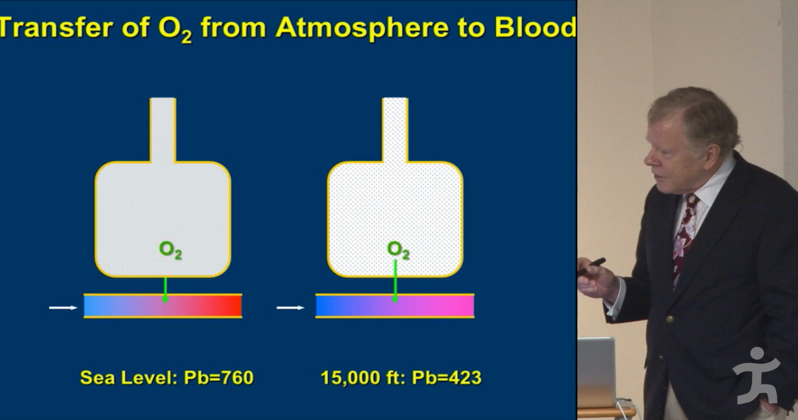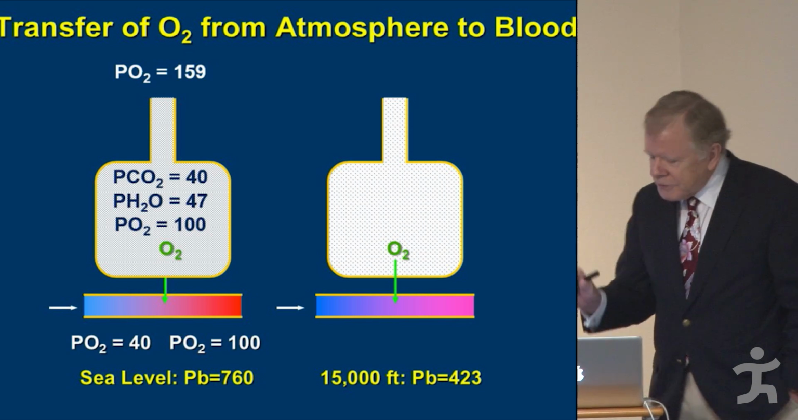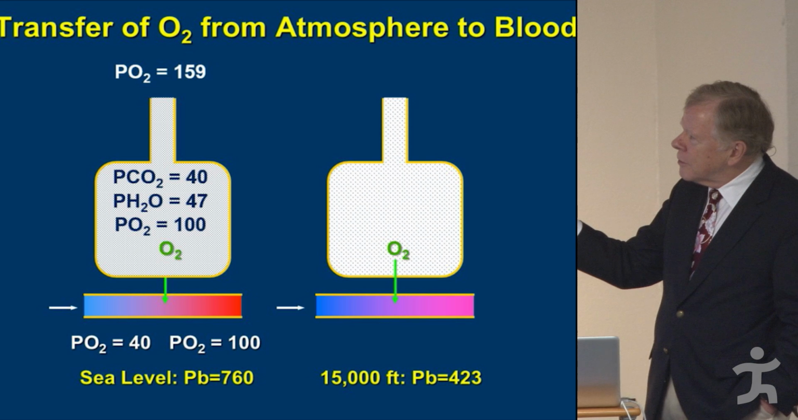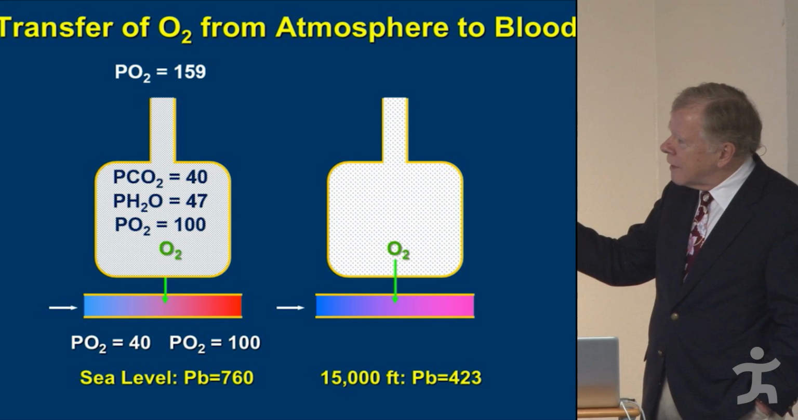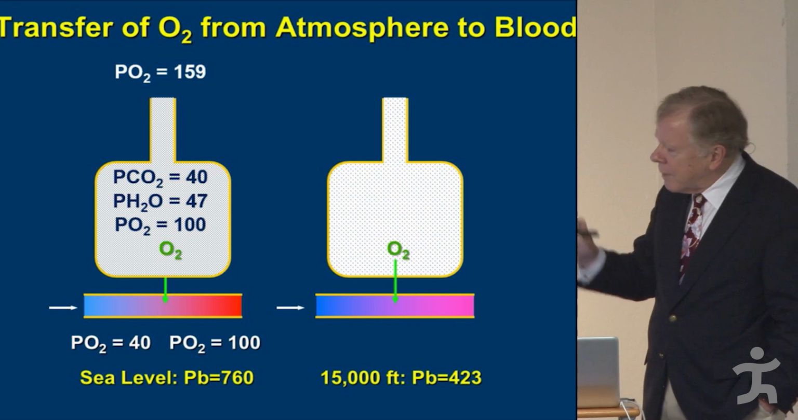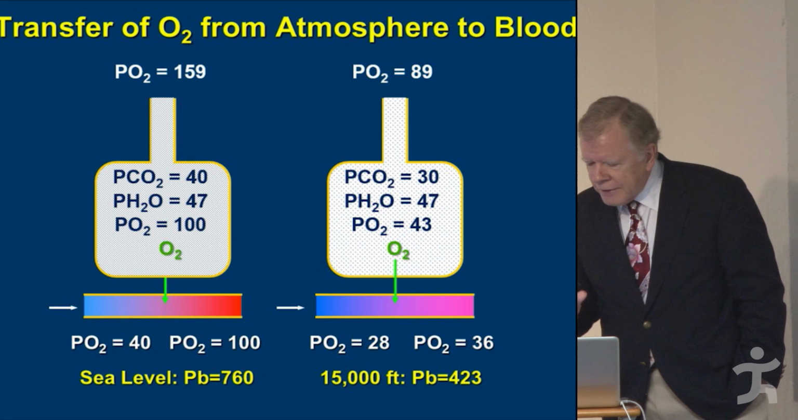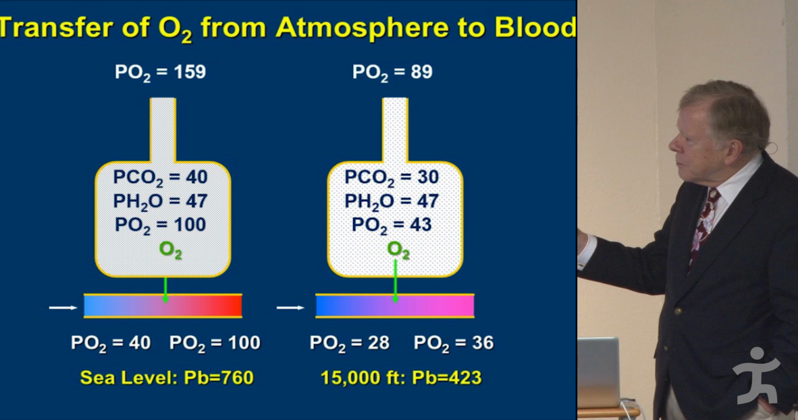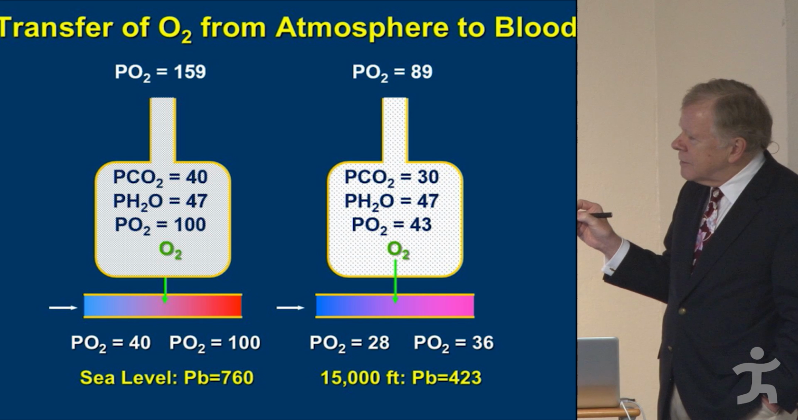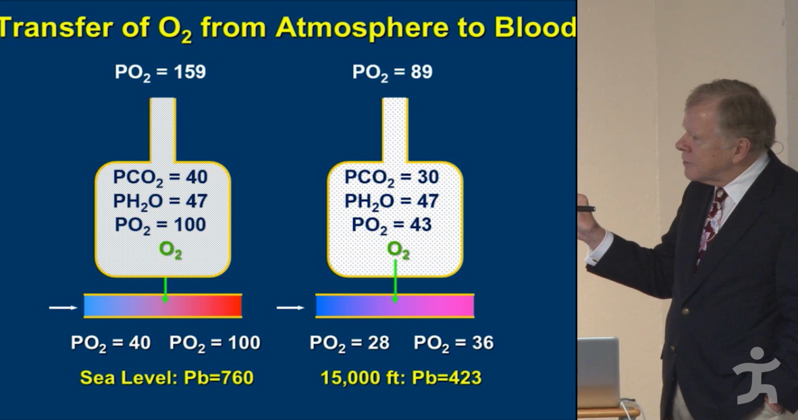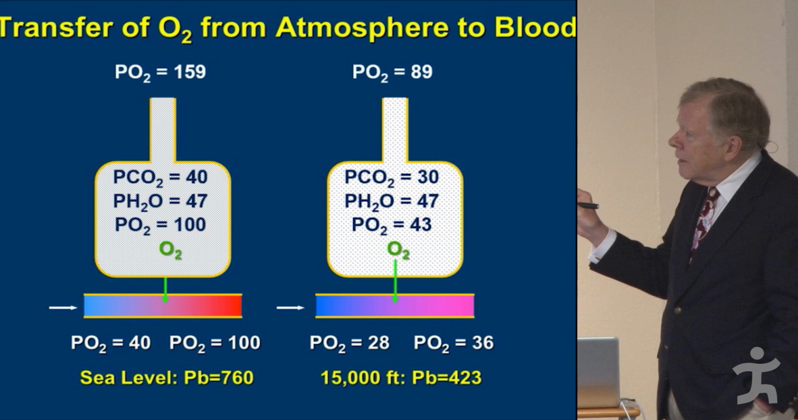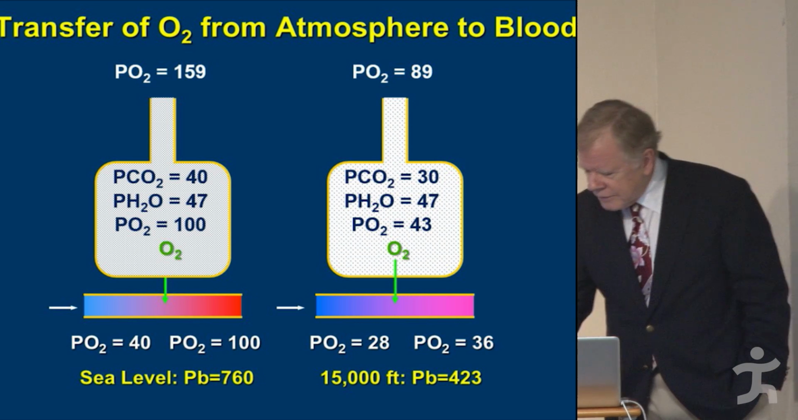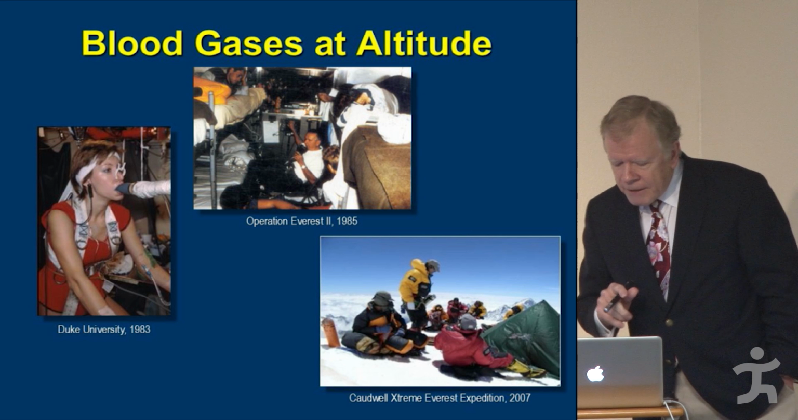Now, I'm not going to belabor this, but just to show you some numbers here. The PO2, the partial pressure of oxygen in the room here, is about 159. It goes to the alveolus and ends up at a partial pressure of about 100 in the blood. If you go to 15,000 feet, the partial pressure of oxygen is now 89, and the partial pressure of oxygen in the blood is about 36. Now, one of the adaptive mechanisms is that if you want to increase your oxygen, you can lower your carbon dioxide, and people hyperventilate when they go to altitude, to a varying degree.